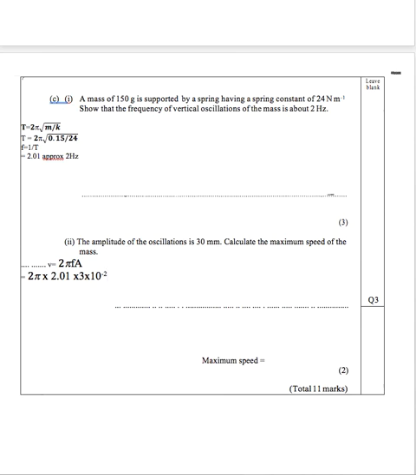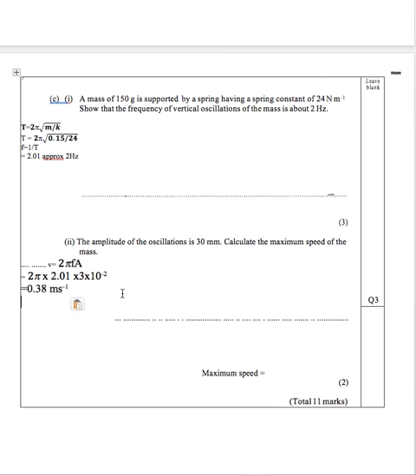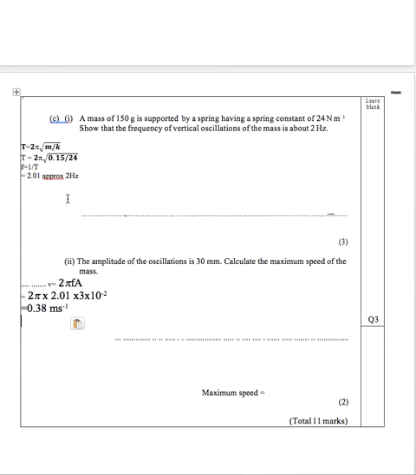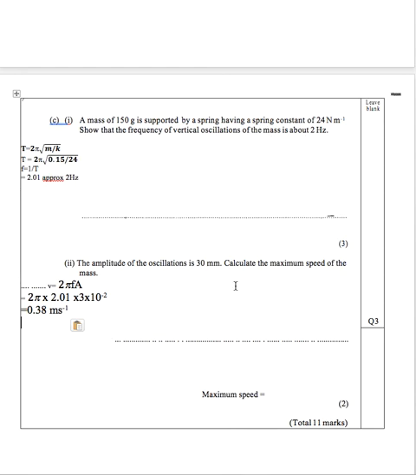And so finally then, the answer is 0.38 meters per second. I'm checking the sig figs: got a couple there, I've only got one there. So we should probably give it to 2 sig figs. 24 newtons per meter, 30 millimeters, 150 grams, 2 sig figs, so 0.38 meters per second.